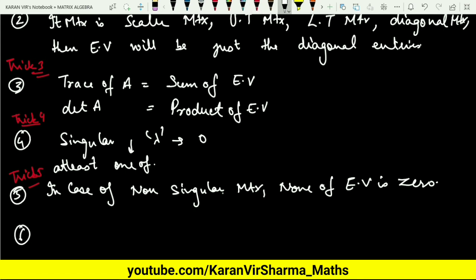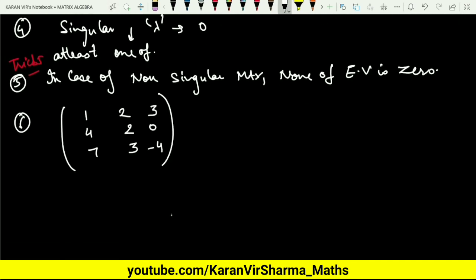Again, one more trick. I'll be explaining this trick through an example. Now this is a 3 cross 3 matrix: 1 2 3, 4 2 0, 7 3 minus 4. Now you can observe this matrix very carefully if you take the row sum. So 3 plus 2 plus 1, which is 6. The row sum is 6. Come to the second row.